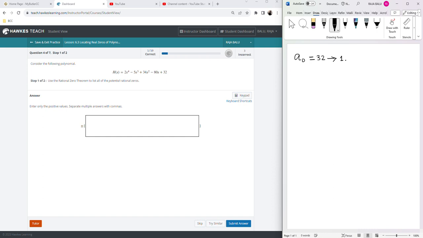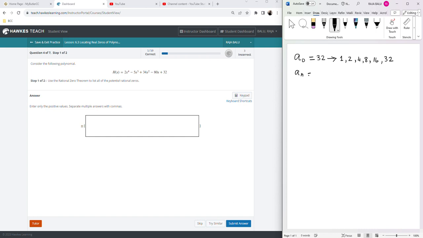So the easiest would be 1 and 32. Next would be 2 and 16. Then next would be 4 and 8. Is there anything in between we can think of? We don't have anything in between. The 6 won't go in it. So this would be 4 times 8, 2 times 16, and 1 times 32.